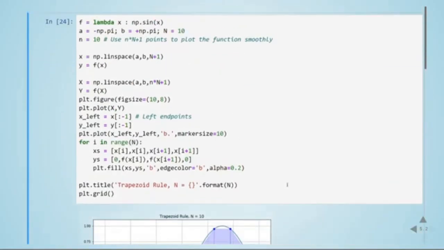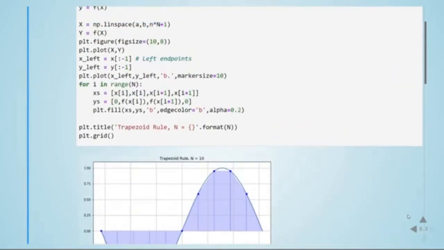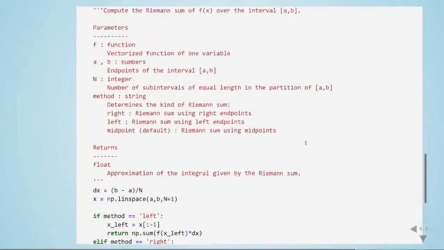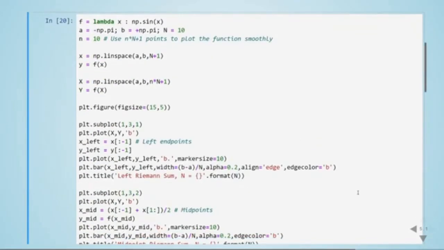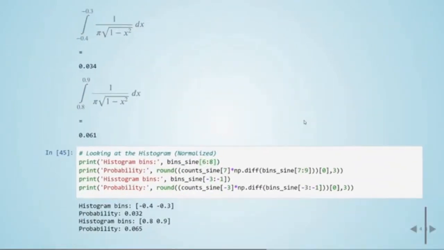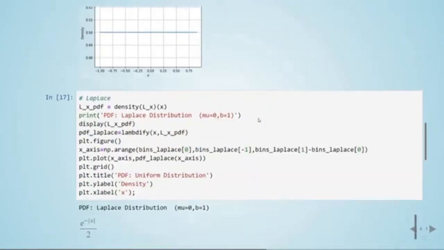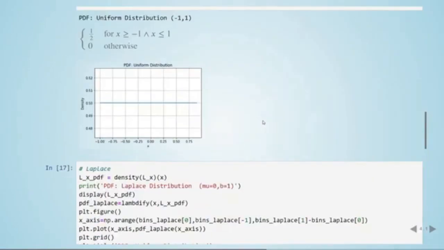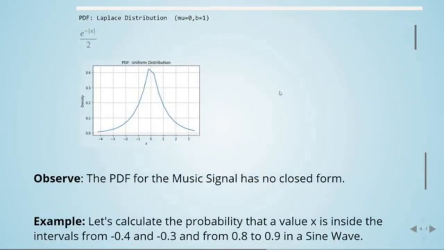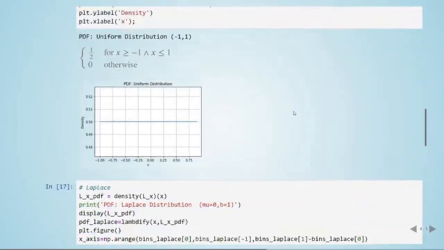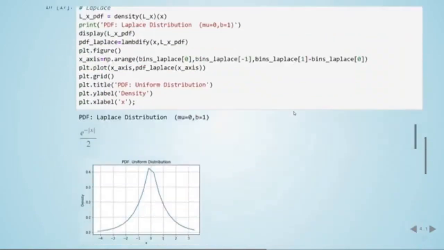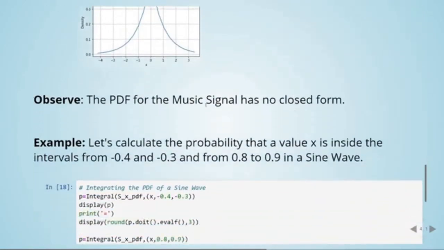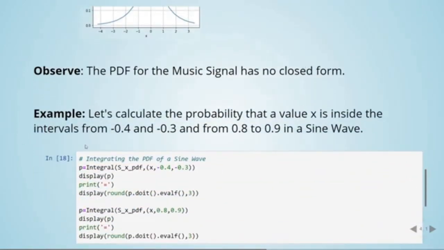So we've seen many different ways to calculate numerical integrals using Python, and the concepts behind it. We also saw PDFs and how we can relate histograms to PDFs, and how we go from a PDF to the probability of a value being within a certain interval. So this is where we had an example.